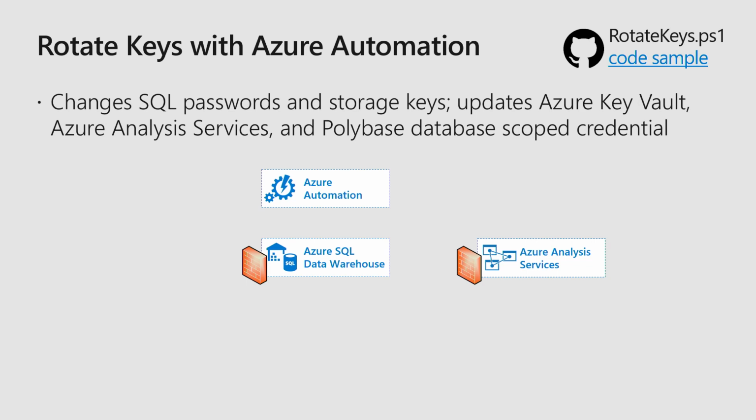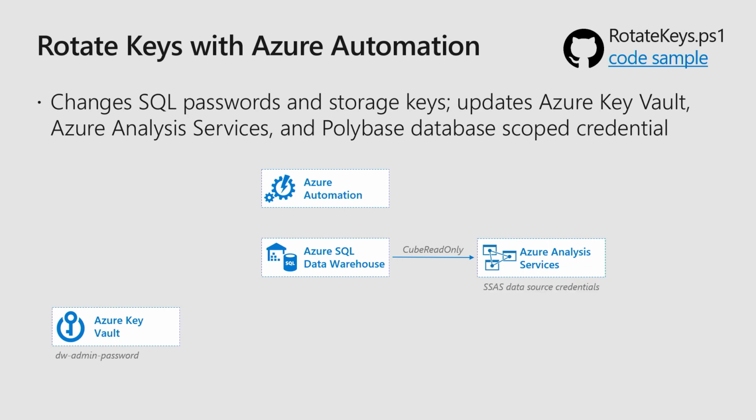It's just a temporary change because it's got to be able to connect to run some of the management operations. Next, it looks up in Azure Key Vault the password for the SQL admin account, and then it connects and changes the password. So the next account that it rotates is a SQL account that is used by Azure Analysis Services to read from SQL DW. So it rotates that.